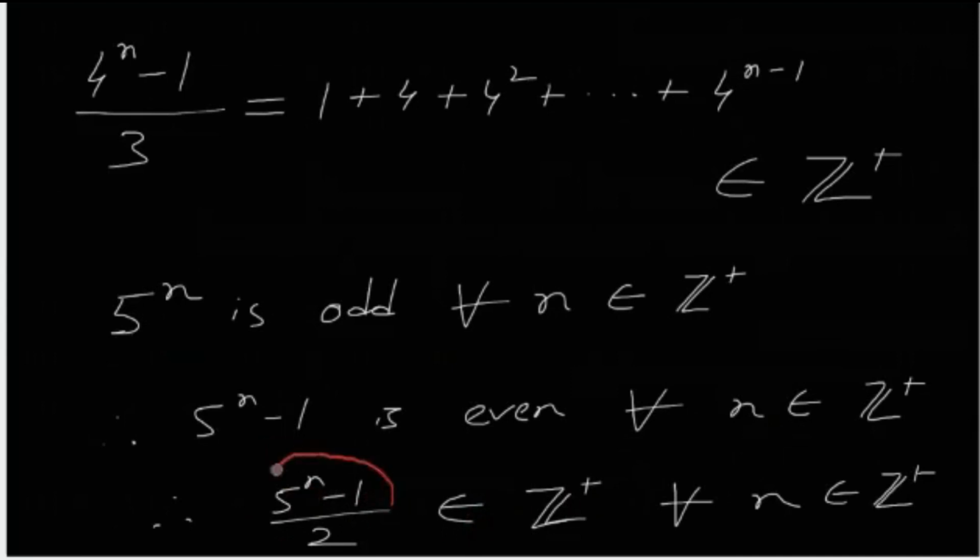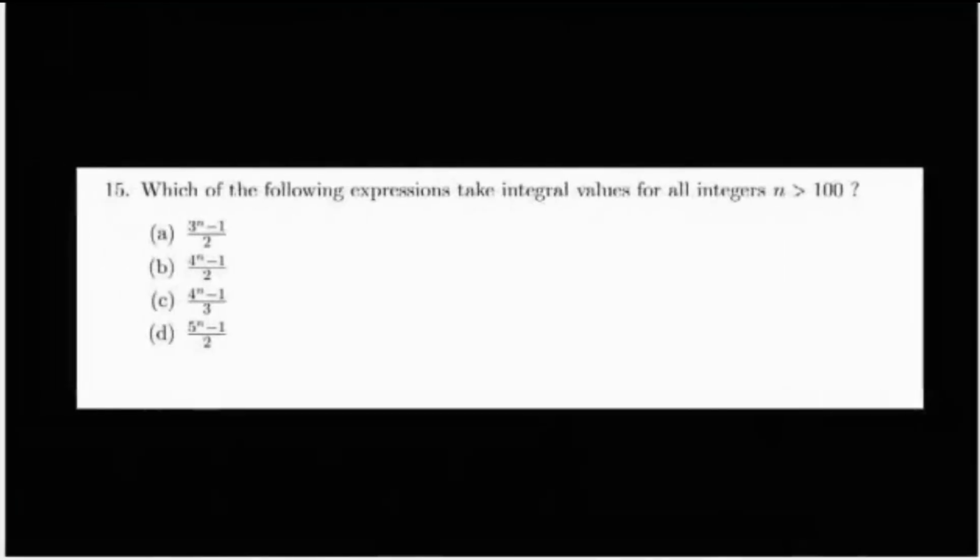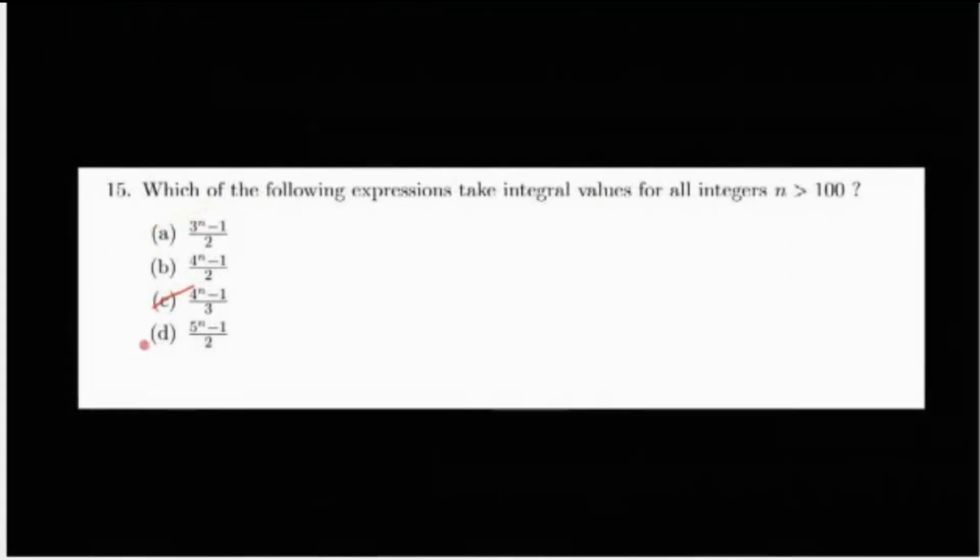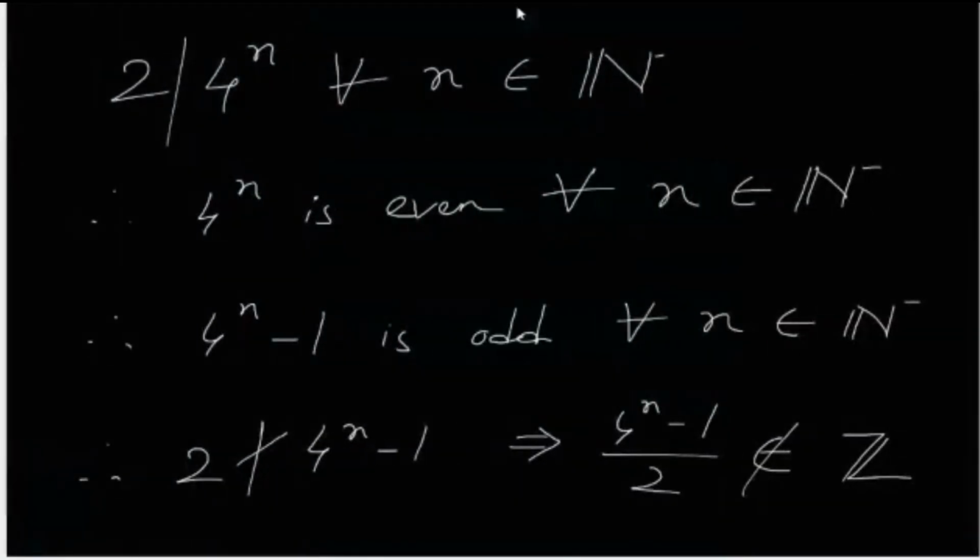So this again belongs to the set of integers. Therefore, (5^n - 1)/2 takes integral values. So options A, C and D are all true. Option B is false; I mean, option B does not take integral values. So A, C and D take integral values, right?